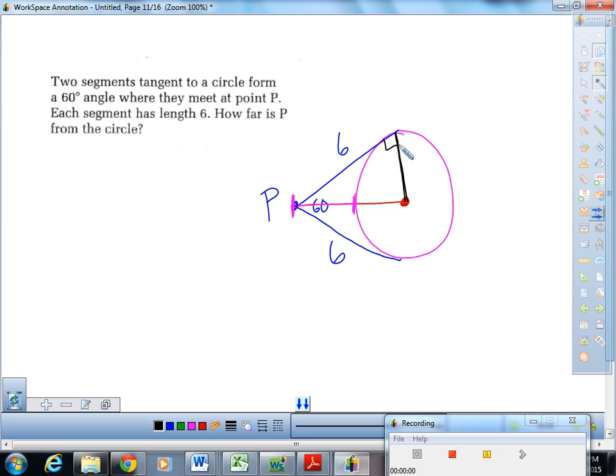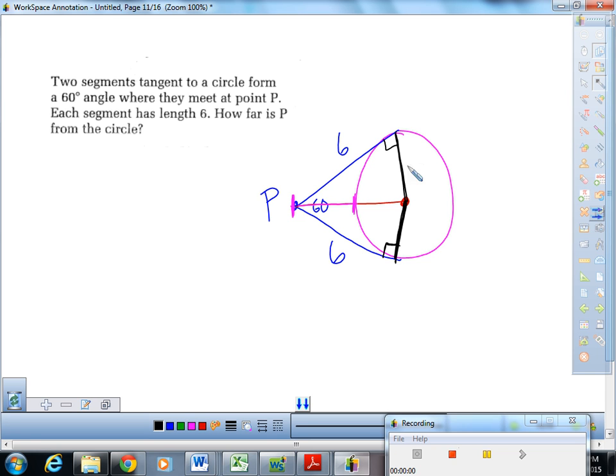Perpendicular. That's really important. And so we know that this is 6, and we also know, well, let's see, two segments tangent to a circle form a... oh, it's 60. It's 60. Got it. So this is one of those questions that we would have to use trig, but we don't because it's a special right triangle.